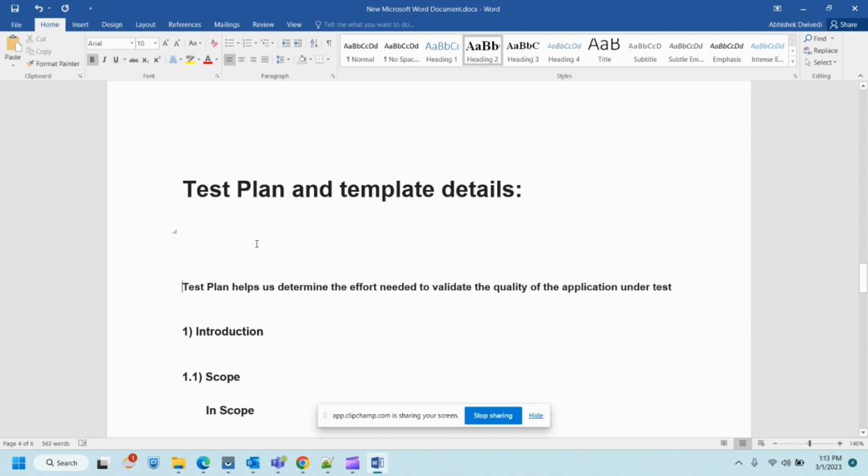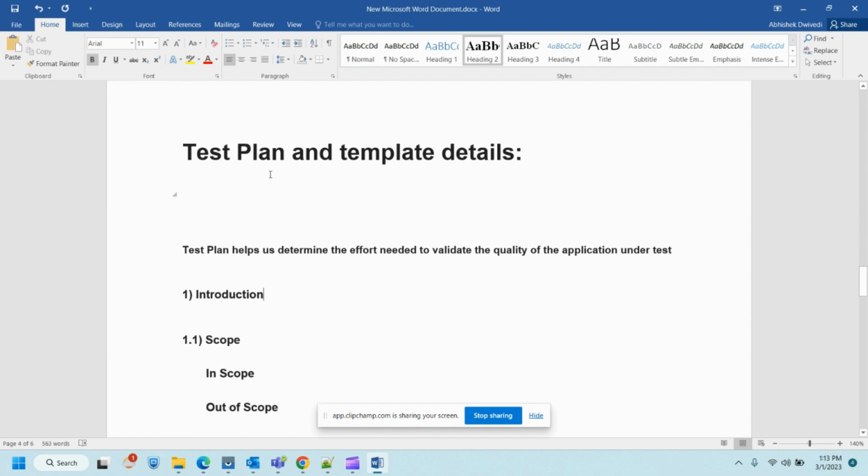So what is a test plan? The basic definition of a test plan is that it helps us determine the effort needed to validate the quality of the application under test. Here you need to concentrate on validate, because we are not verifying, we are validating. It means we are actually executing things when the actual product is ready. So the test plan helps us determine the effort needed to validate the quality of the application under test.